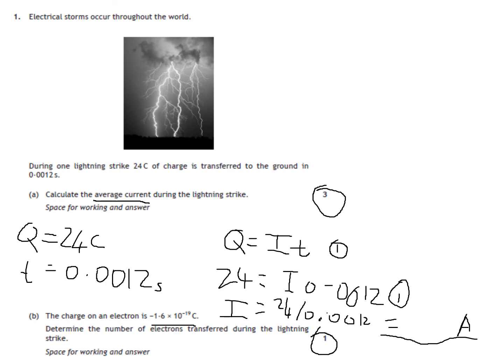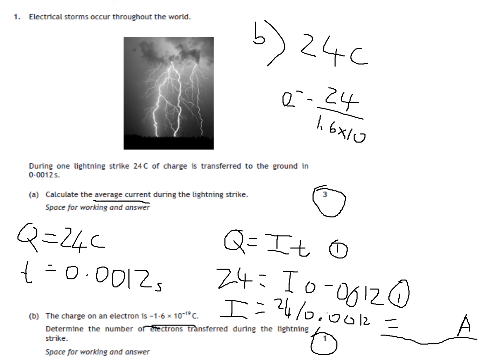It's a bit like me saying to you, an apple costs 10p. If you spent £1 on apples, how many apples did you buy? Okay, so it's the same idea. So all we do here for B, I'm going to do it at the top here, is we know the total charge is 24 coulombs. Okay, we know the charge for 1 electron is this thing here. So to get the number of electrons, we simply do the following: 24 divided by 1.6 times 10 to the negative 19.